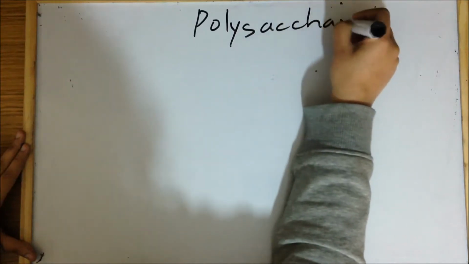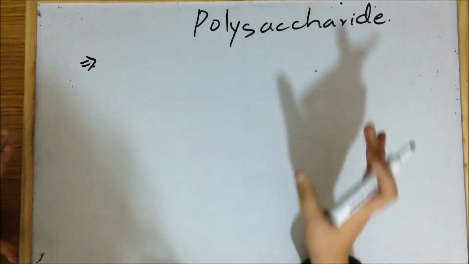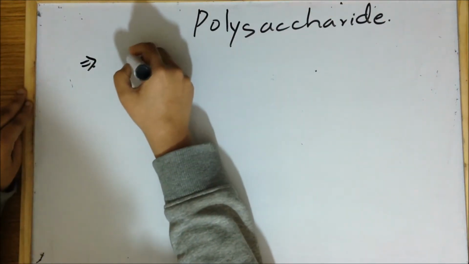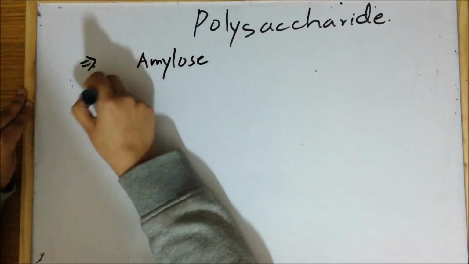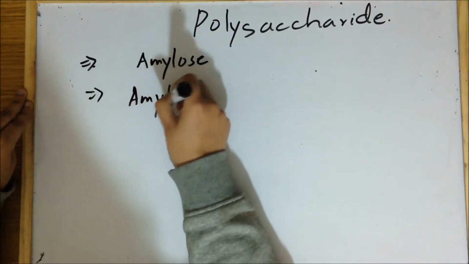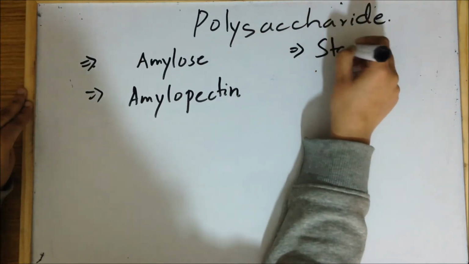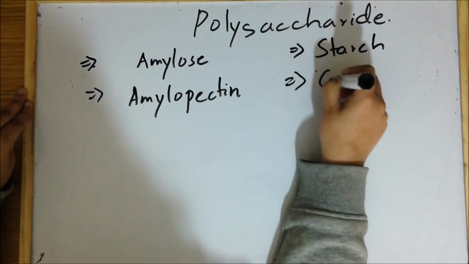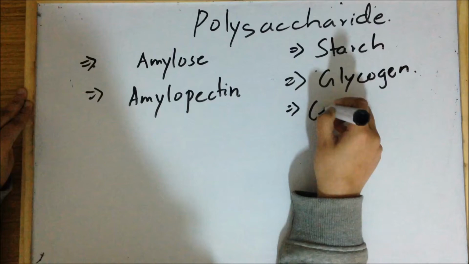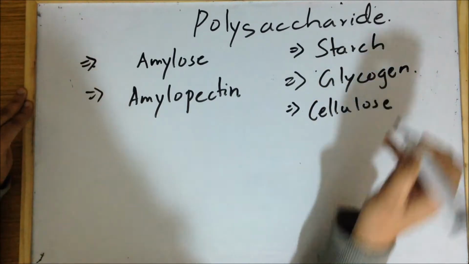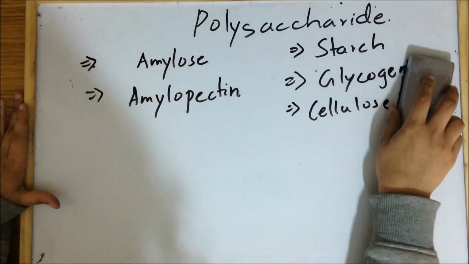Now let's see some polysaccharides. Polysaccharides are polymers of monosaccharides. So you should know about several polysaccharides. First, you should know about amylose, amylopectin, starch, glycogen, and cellulose. These are the polysaccharides you should know about. Okay, now let's see one by one.